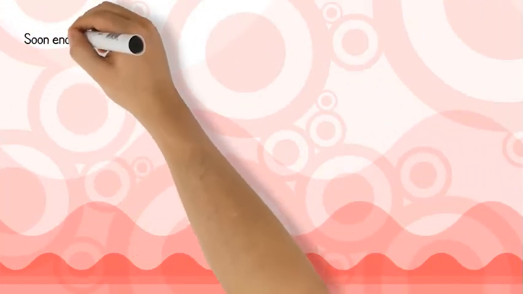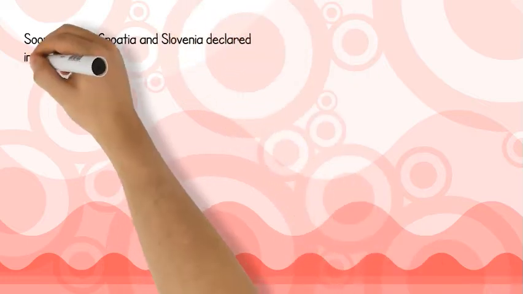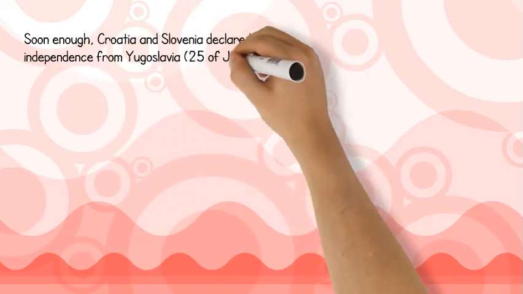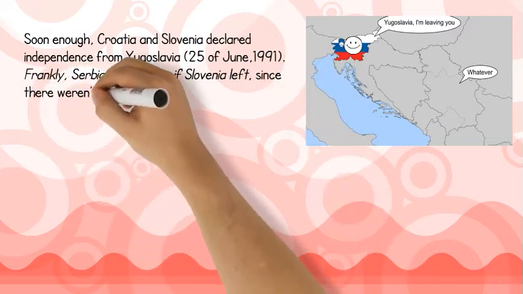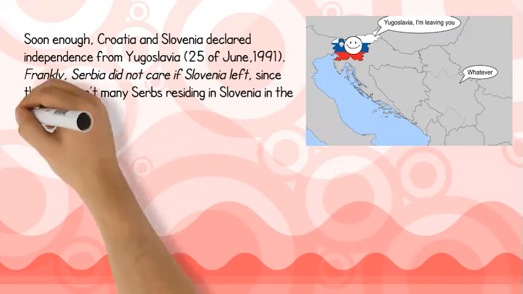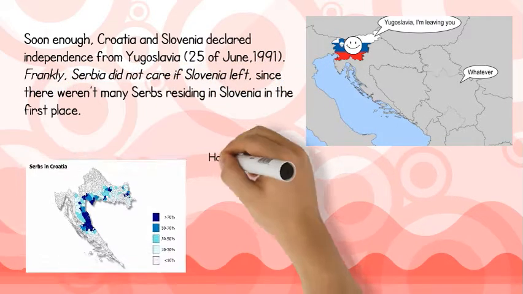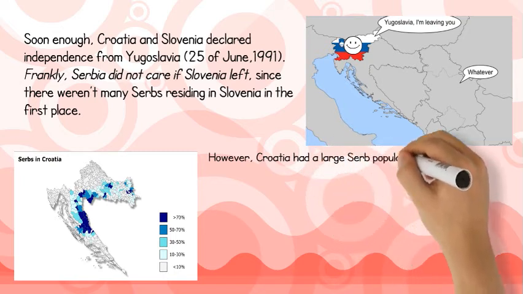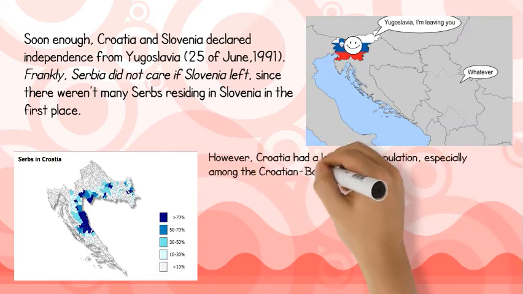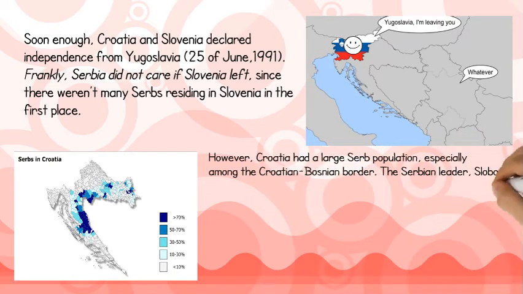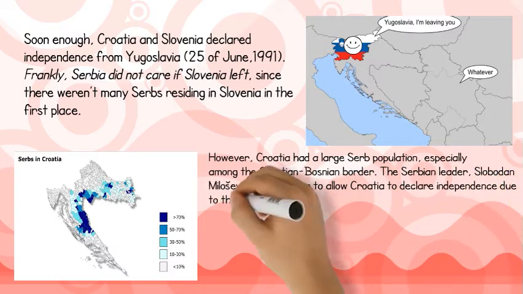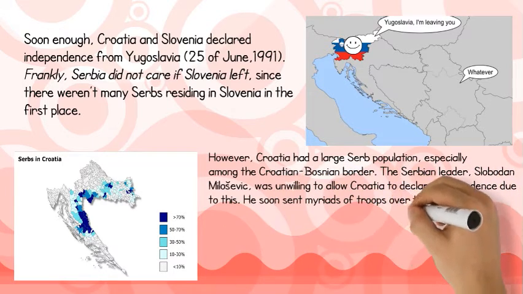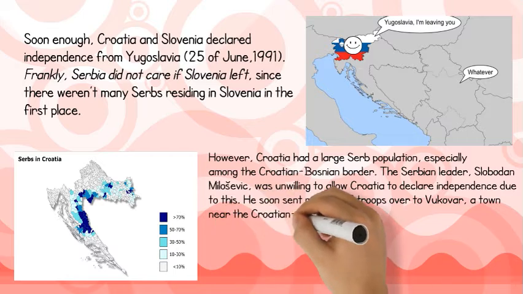On the 25th of June, 1991, Croatia and Slovenia declared independence from Yugoslavia. Frankly, Serbia didn't really care if Slovenia left, since there weren't many Serbs residing in Slovenia in the first place. However, Croatia had a large Serb population, especially along the Croatian and Bosnian border. The Serbian leader, Slobodan Milosevic, was unwilling to allow Croatia to declare independence due to this. He soon sent a slew of troops over to Vukovar, a town near the Croatian and Serbian border.